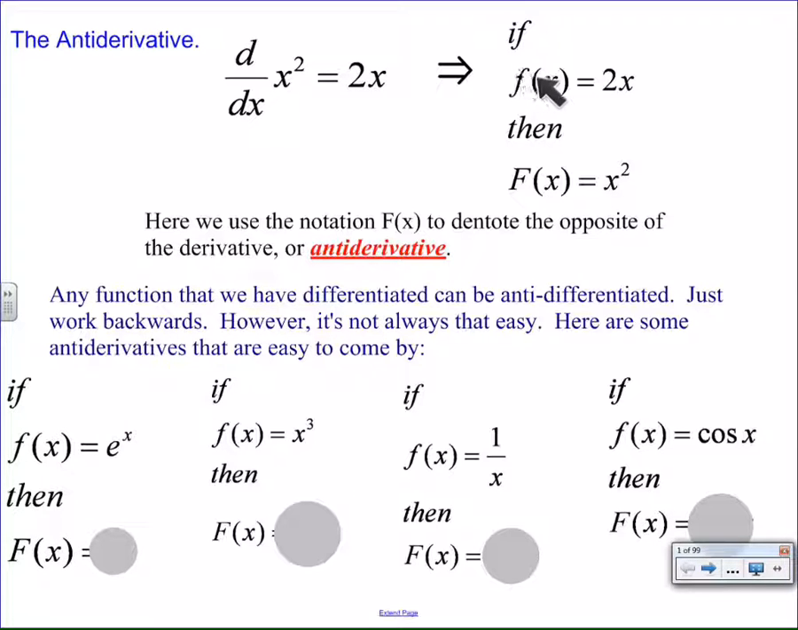Notice here, I'm having f of x. It's not a derivative, that's a normal function. If I differentiate, then I get f prime of x. But if I anti-differentiate, then I get the big F. And that equals x squared. So just some very basic ones.